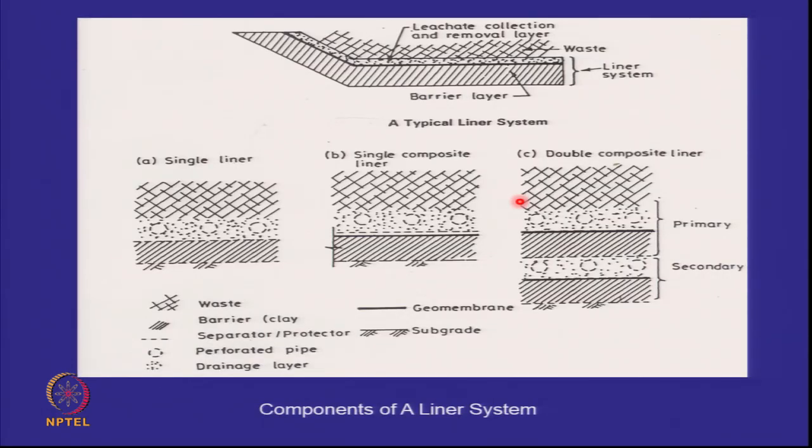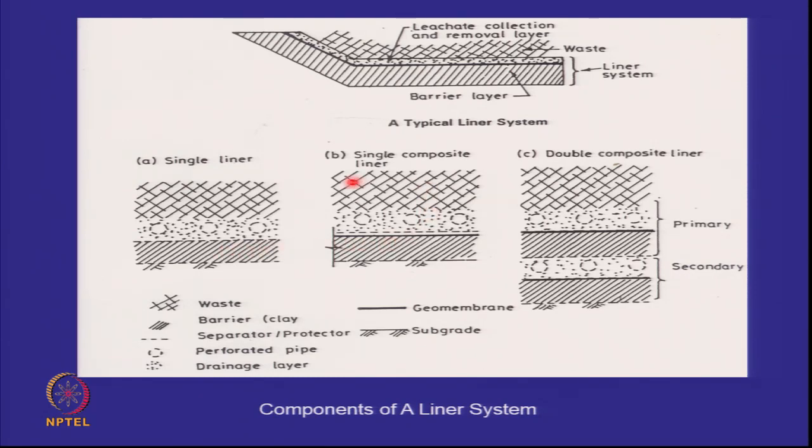And quickly, I bring your attention to the bottom three diagrams. This is a single liner system, only clay. Maybe it will be used in a C&D landfill. This is the waste. There's a little bit of sand and pipes, which we will explain next time what they are. But the waste rests on clay. It's a single liner system. Not used for municipal solid waste landfills, not used for hazardous waste landfills.